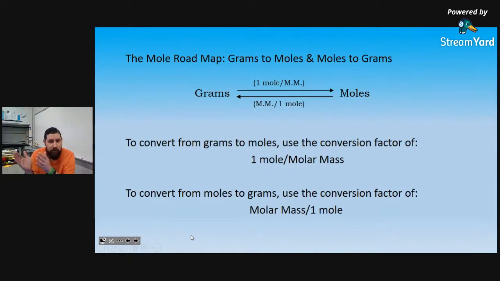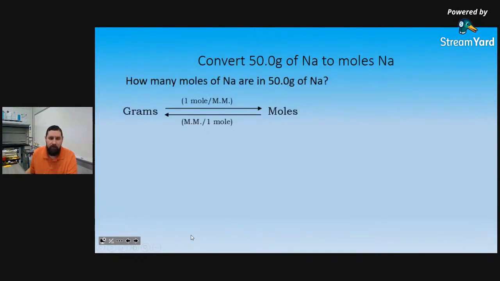Likewise, when we're converting from moles back to grams, we're always going to use a conversion factor of molar mass per 1 mole. This way, our starting amount in terms of moles will have 1 mole in the denominator, and the units of moles would cancel, leaving us with the units of grams. So let's go on and take a look at some examples.